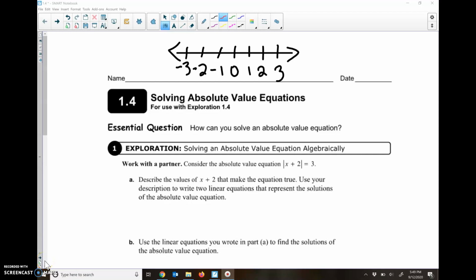Hello, this is Mr. Mola for lesson 1-4, solving absolute value equations. All right, so absolute value, let's take a look at what absolute value is before we talk about the equations.